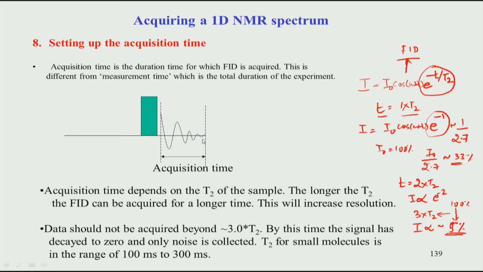So, FID is a combination of signal and noise. The signal goes to 0, but the noise never goes to 0; it is constantly present. So at some point your signal is 0, but the noise is present, and signal to noise is 0 because signal is 0. This is the problem: if you record this experiment for too long, you accumulate noise, but there is no signal, and the signal to noise goes down.